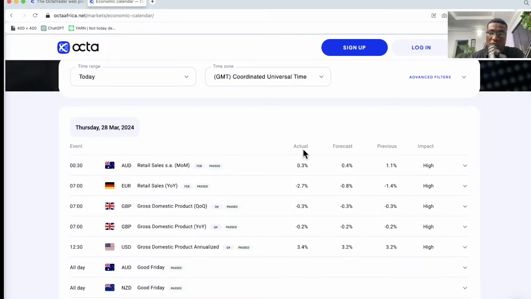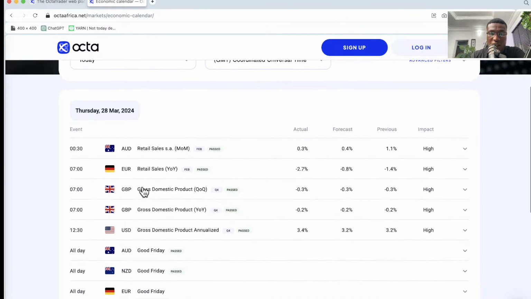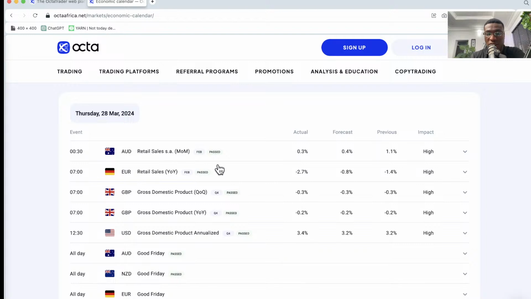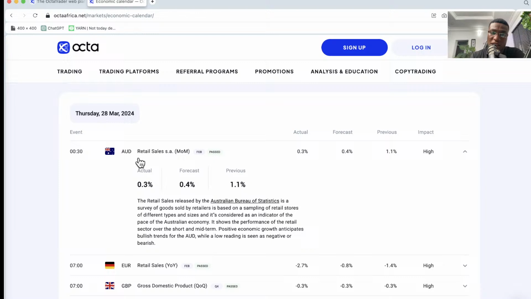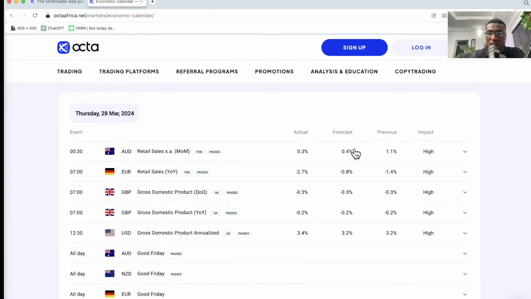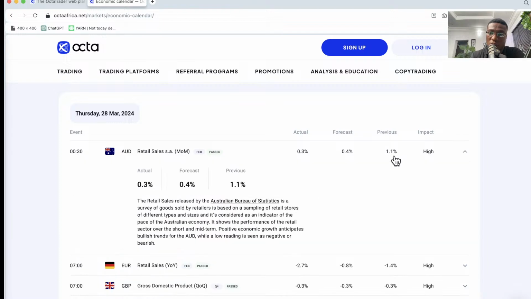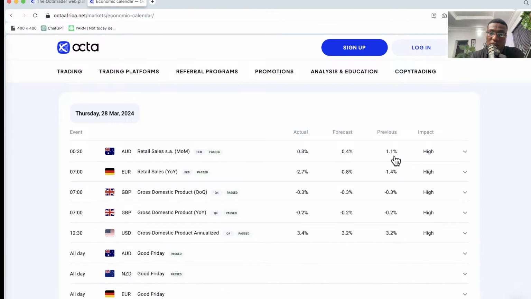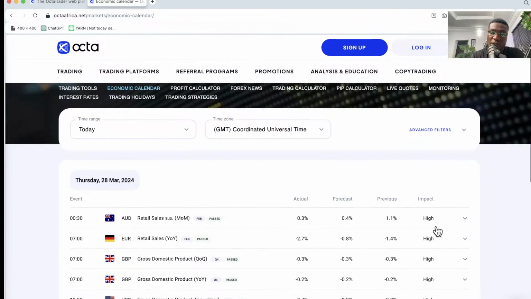Now, what do you have? You have the actual, you have the forecast, and you have the previous reports. Let's look at the first. So let's say retail sales month over month that regards the Australian dollar. Now, if you look at the previous report, it was at 1.1%. And again, this is a high impact event. You can always set it from the advanced filters.